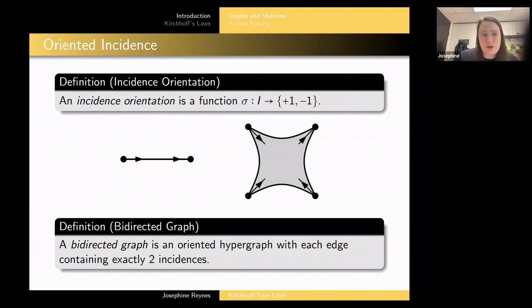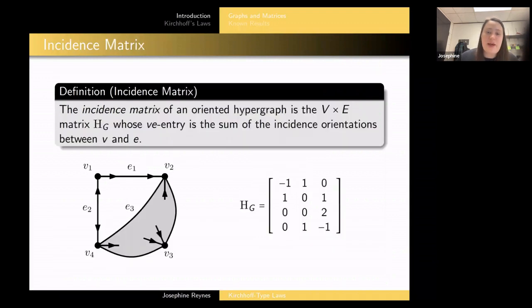So the theories will still work because we're just going to restrict if we want to look at it that way. And so we can actually do the incidence matrix the same way, basically, where we have the VE entry to be the sum of the incidence orientations between a vertex and an edge. So here's a hypergraph. We have two edges and one 3 edge. We even allow multiple incidences to appear at a single vertex. So vertex 3 is incident to edge 3 twice, which is how this 2 is going to show up in this incidence matrix.